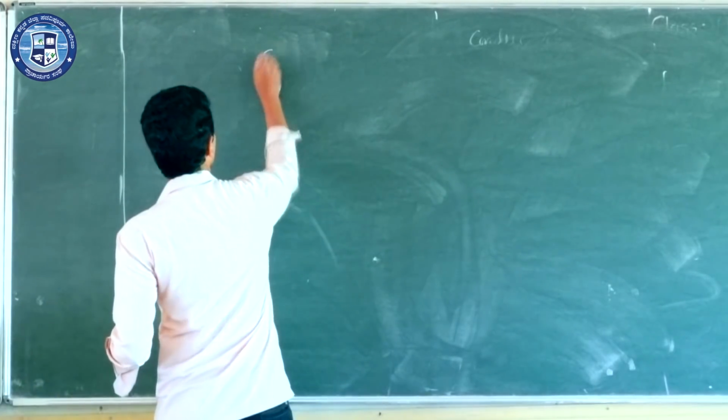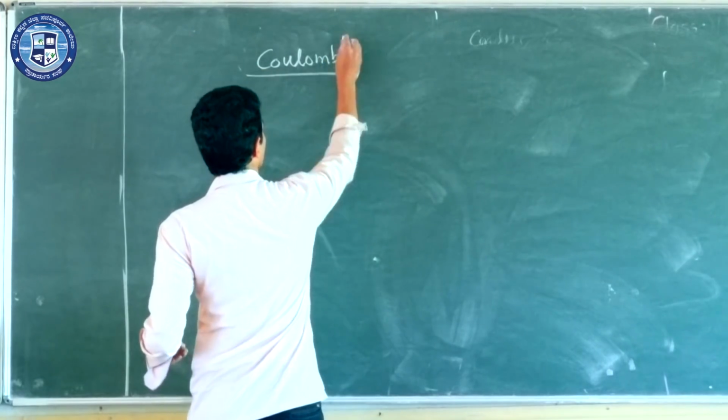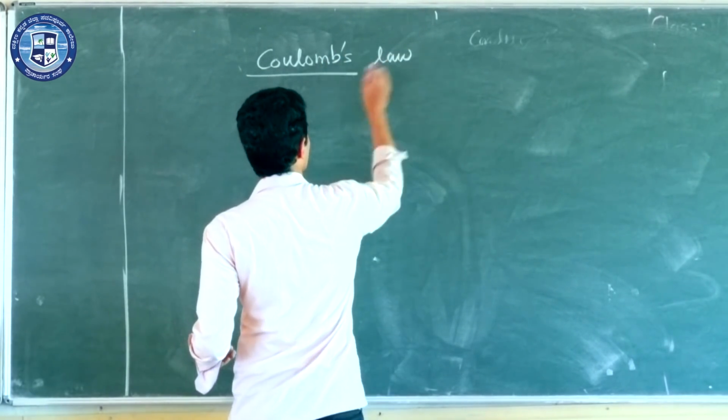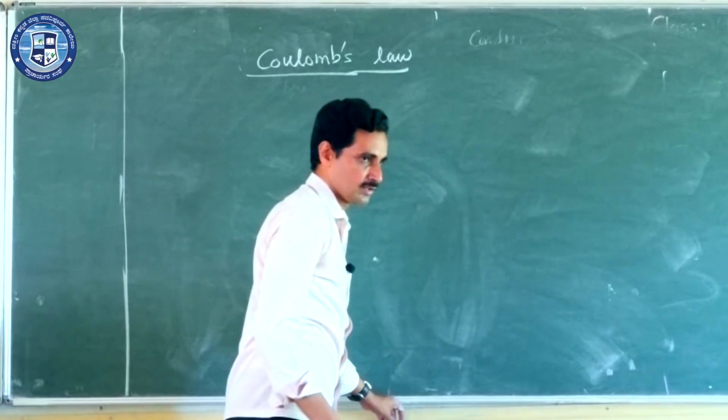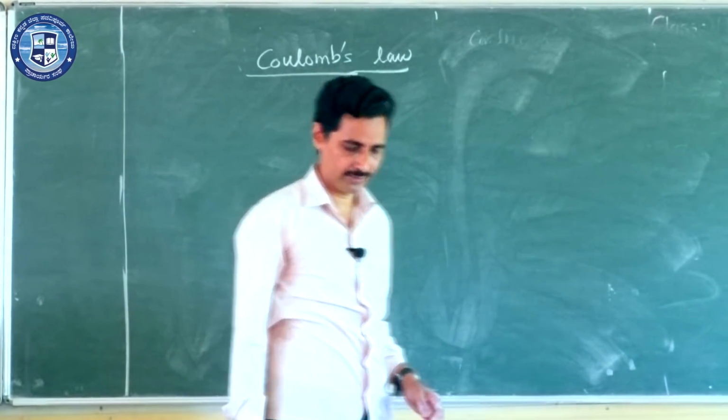So Coulomb, you see the spelling C-O-U-L-O-M-B. We say it as Coulomb. So Coulomb's law. Inverse square law actually it is. As if we have Newton's law of gravitation. Very similar to Newton's law of gravitation.